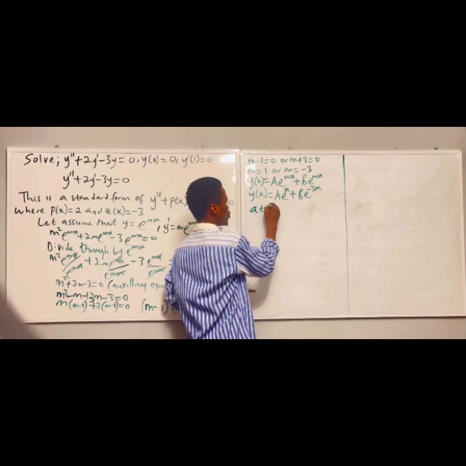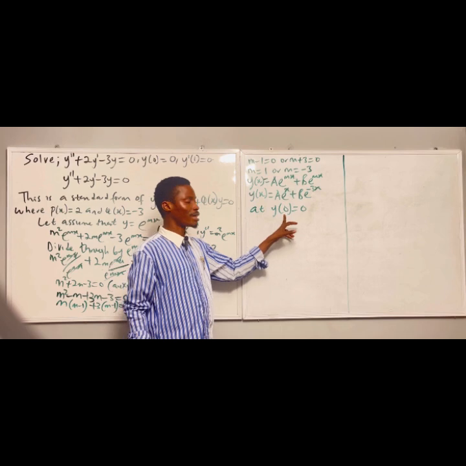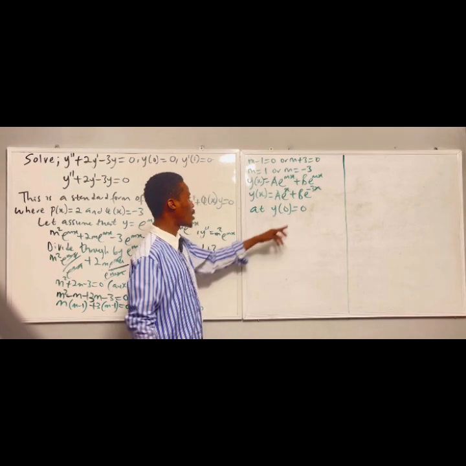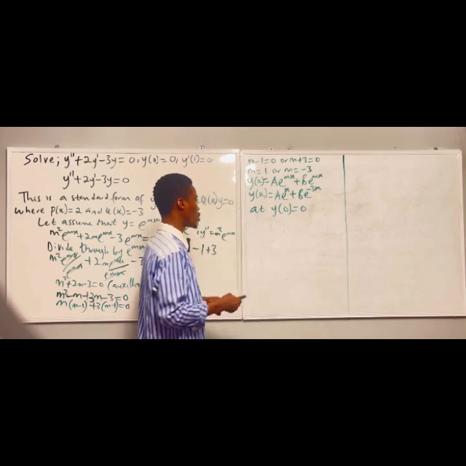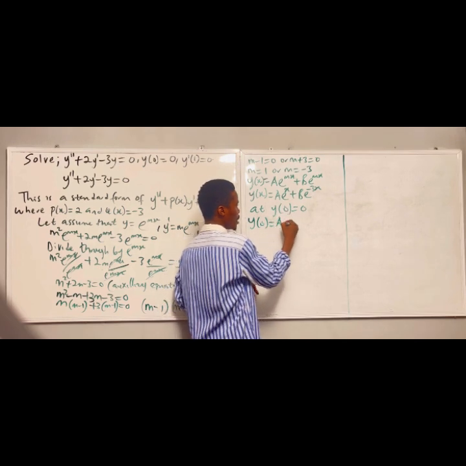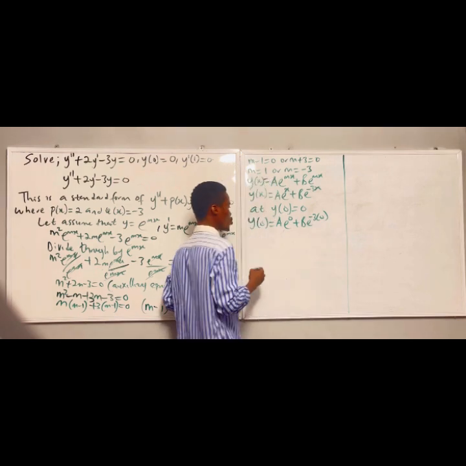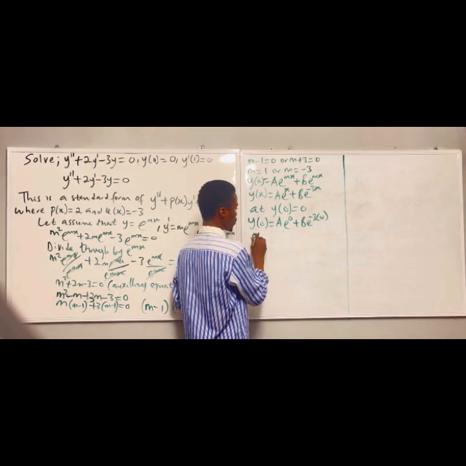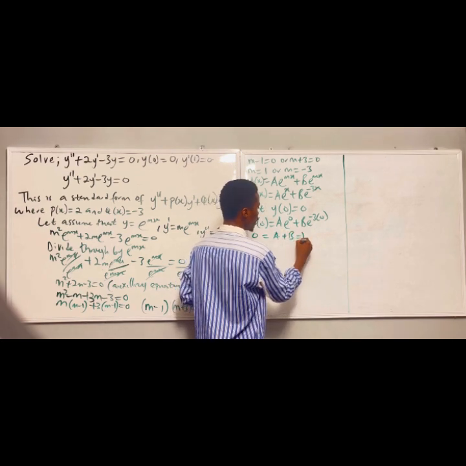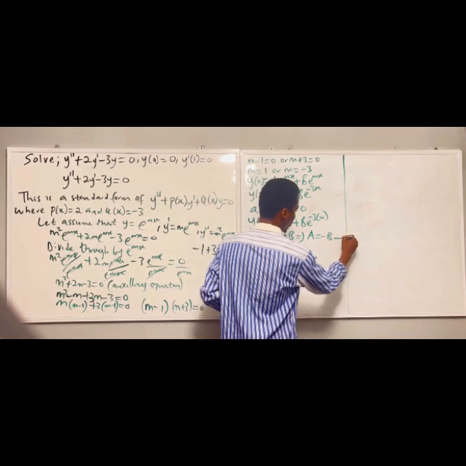So at y of 0 is equal to 0. This inside this bracket means x, that is when x is 0, y of 0 is equal to 0. I will now plug this into this general solution. So I'm going to have y of 0 is equal to A exponential 0 plus B exponential minus 3 times 0. So y of 0 is equal to 0, which is A plus B. So from here, A is equal to minus B. I can call this one equation 1.